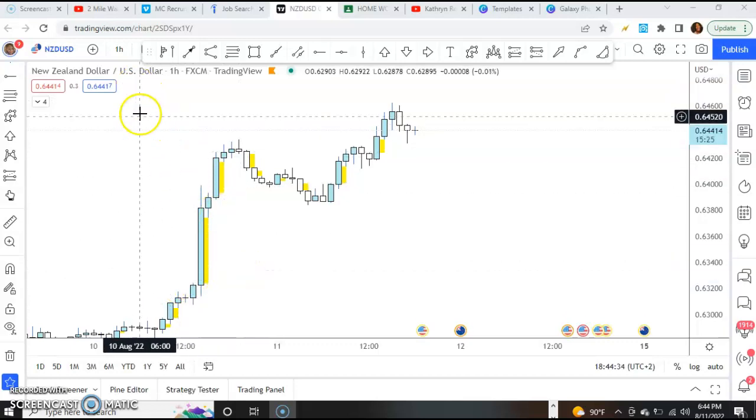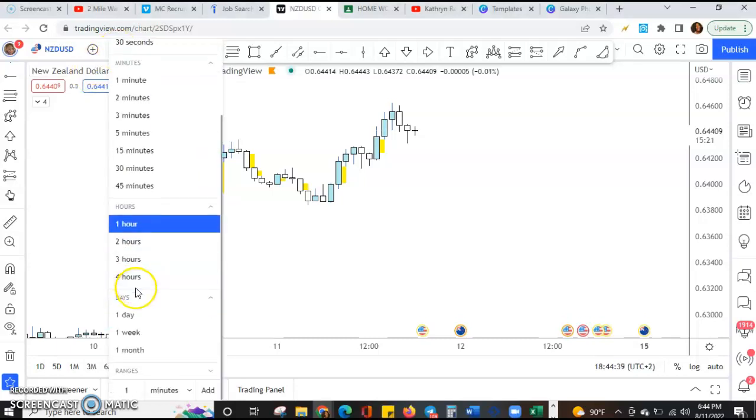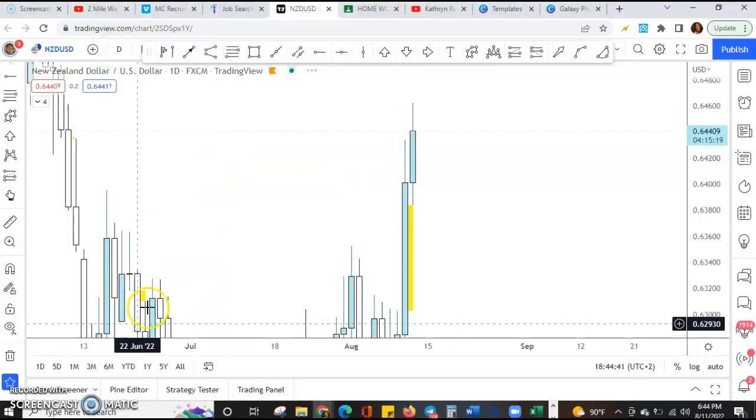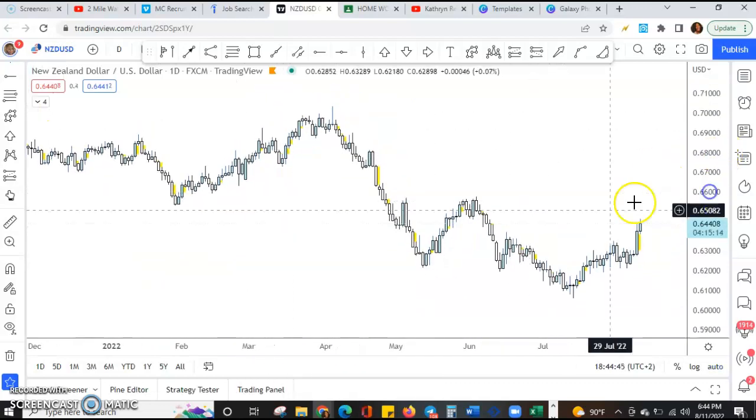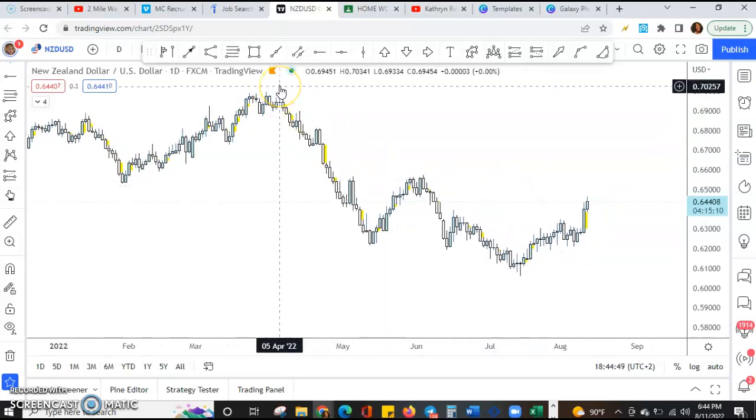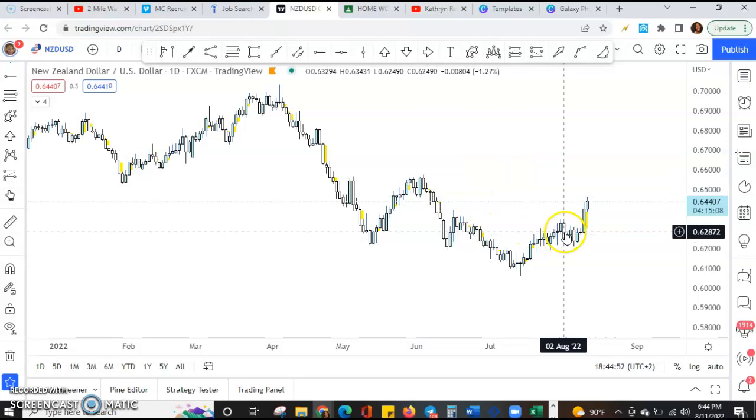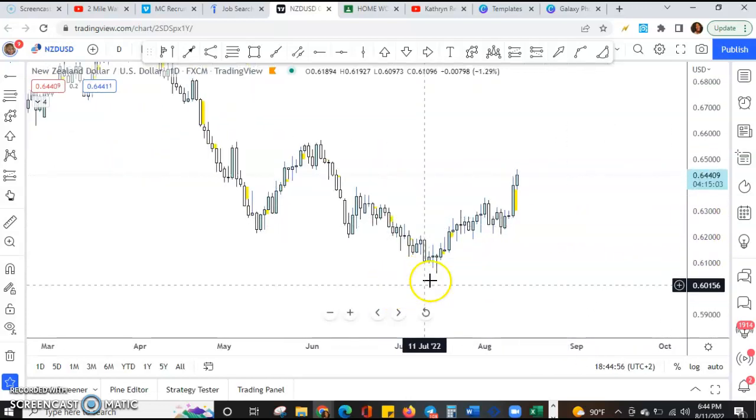So I'm on New Zealand USD dollar, and we're going to start with the daily time frame. I always do my top-down analysis from there. If I'm trying to figure out where I'm at in the market, I'll start on the daily, and I'll notice overall it's been making lower lows since April. And right now, the market is currently on a pullback.